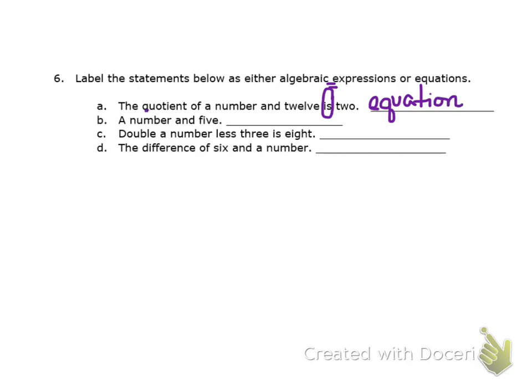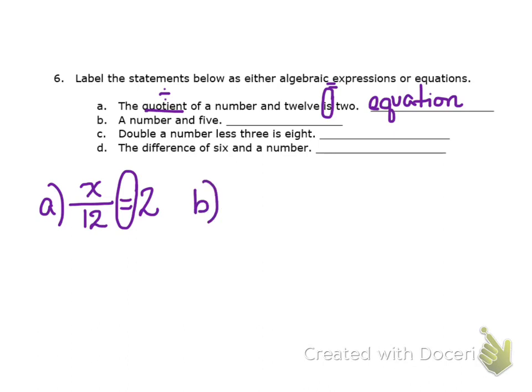So I know that quotient means the answer to a division problem. So the answer to a division problem, of a number and 12, so x divided by 12 is, so that equals 2. Okay, this equal sign means that it is an equation. B, so that's A. B says a number and 5. So all this means is we have a number and 5. Okay, there is no equal sign, so that would be an expression.